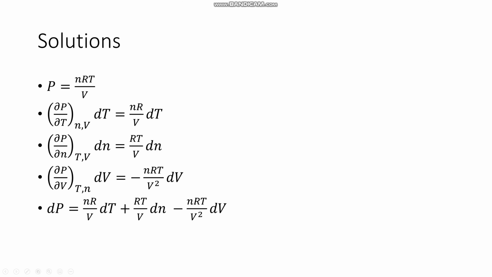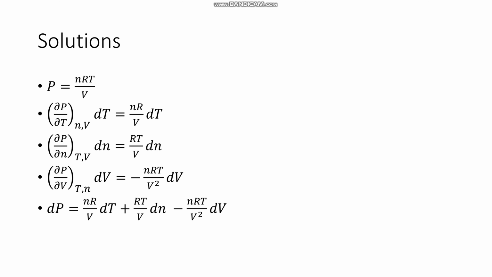What I wrote is the partial times dT or dn or dV, because that truly is the change in pressure. That times dT. So for partial P, partial T, or how the pressure changes when we change the temperature, we have nR/V dT. So we're taking the derivative of that with respect to T, treating the number of moles and the volume of our gas as a constant. If we do the same thing for partial P, partial n, so how the pressure changes when we change the number of moles, we're treating temperature and volume as a constant, getting RT divided by V dn.